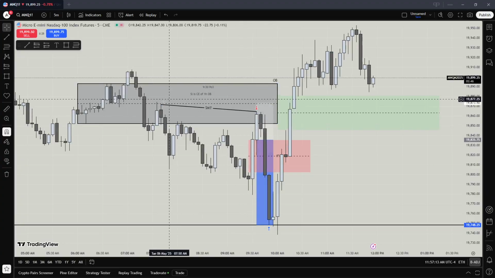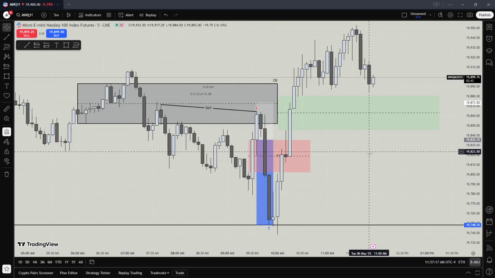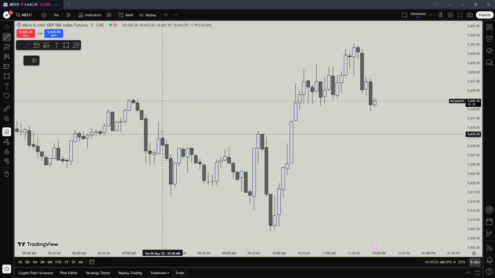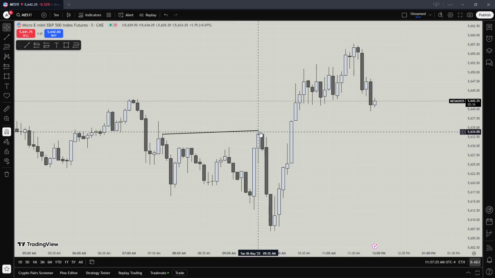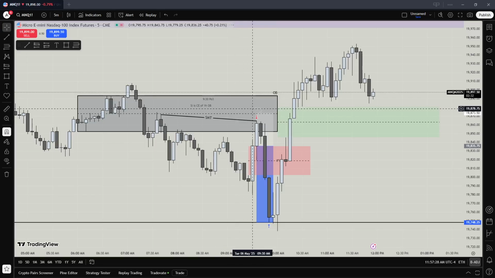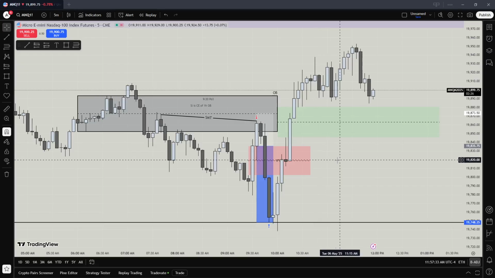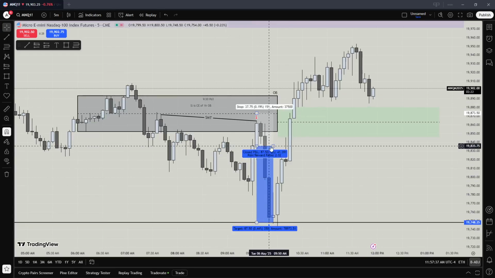We tap it, create SMT, because ES right here takes this high, right? So as you can see with this line, it's an upward line. So we take that high, whereas on NQ, it's a downwards line. We don't take it. So that's telling me that we are going to continue downwards. And what do we do? Come down, take my draw on liquidity.